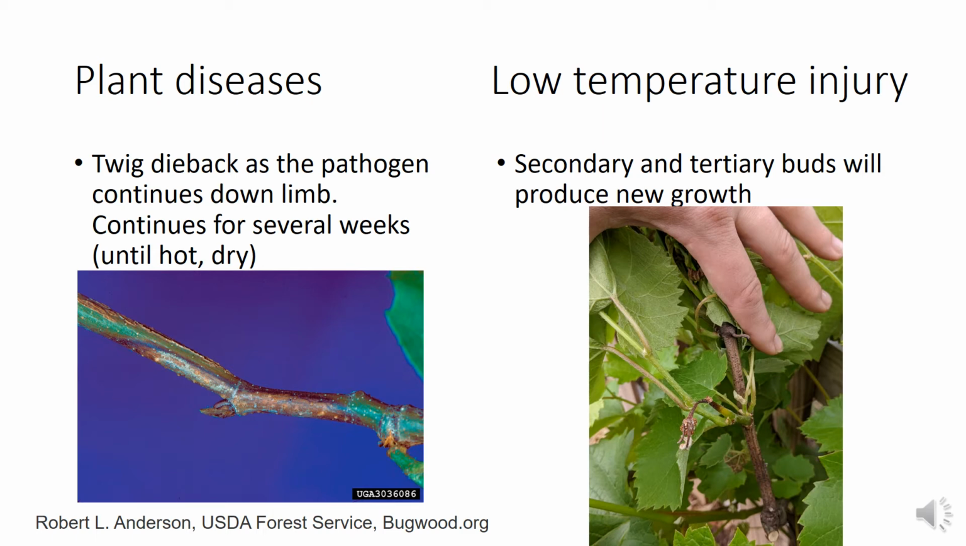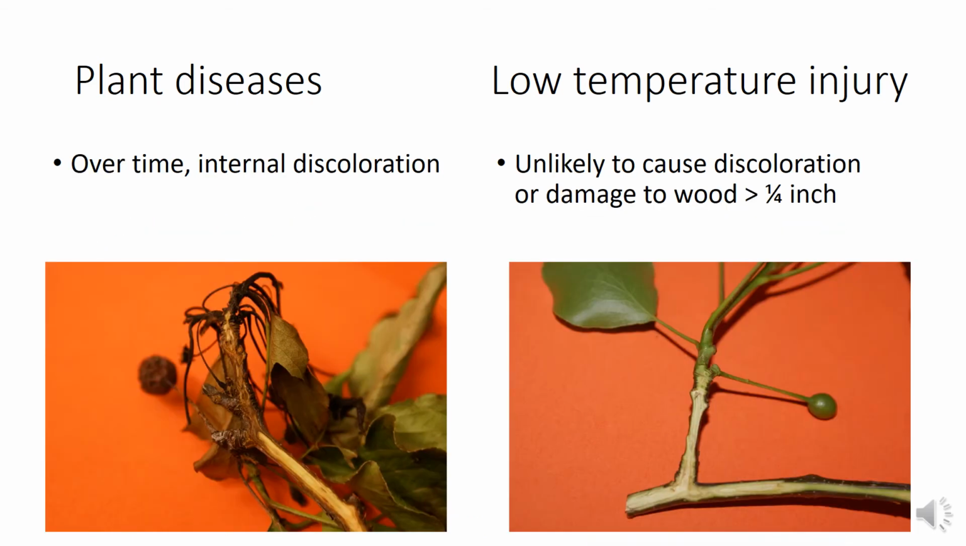Here we see this is a grape that was injured by a low temperature event, and it killed this developing set of flowers, but we see growth further down on this same stem from secondary and tertiary buds. So the plants will basically recover over time. With plant diseases, over time, the damage is continuing to work down.